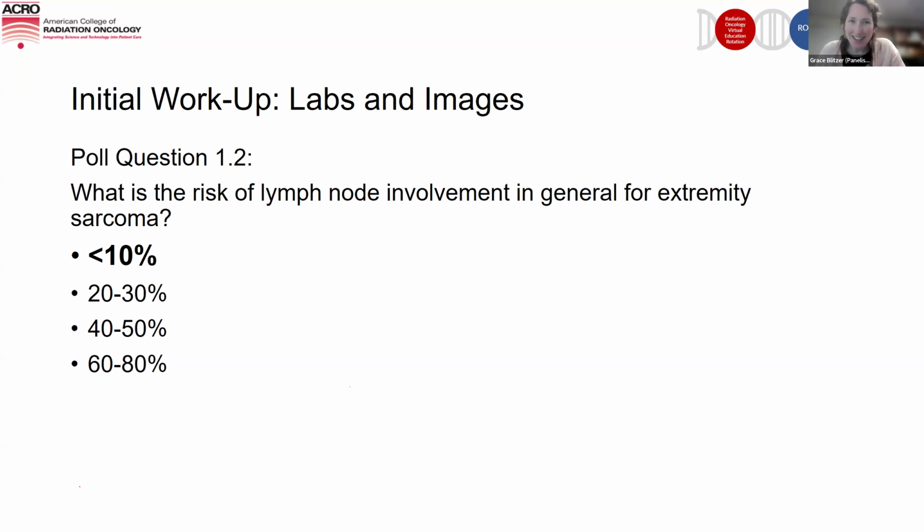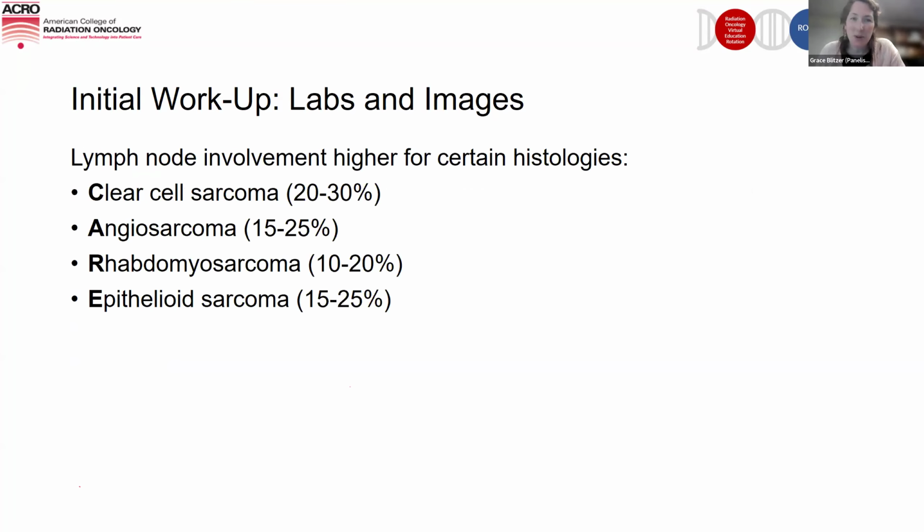That being said, next slide, there are a few things that you will need to know of. Everyone likes to ask you about these. So some of these sarcoma histologies do like to spread to lymph nodes. The CARE mnemonic is one way to look at it. Clear cell, angiosarcoma, rhabdomyosarcoma, and epithelioid.